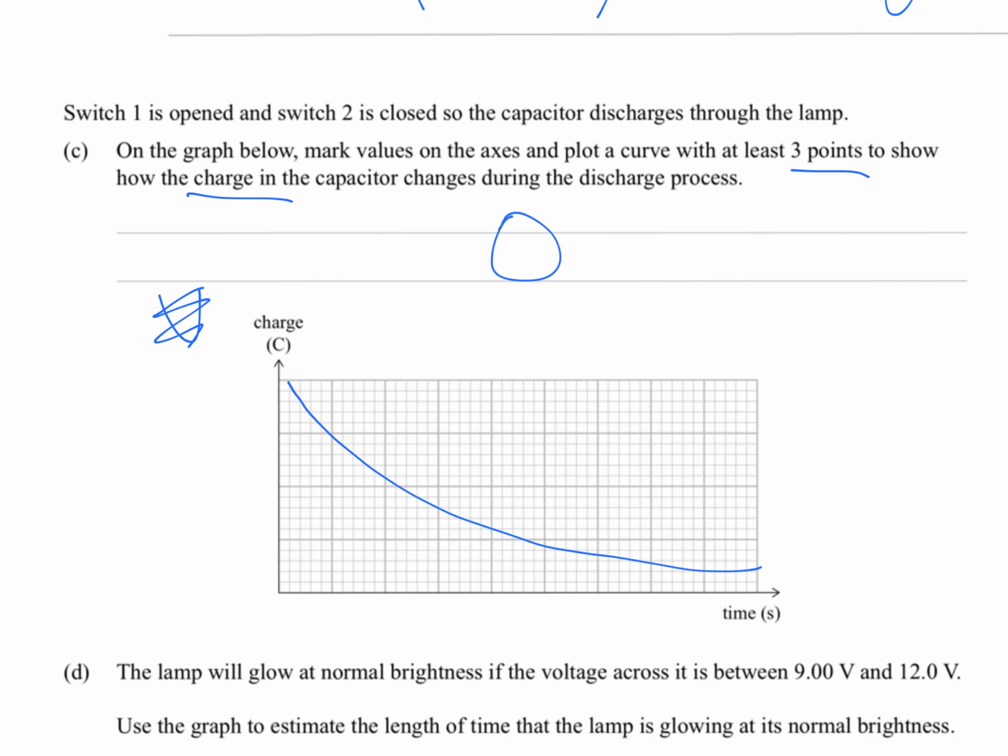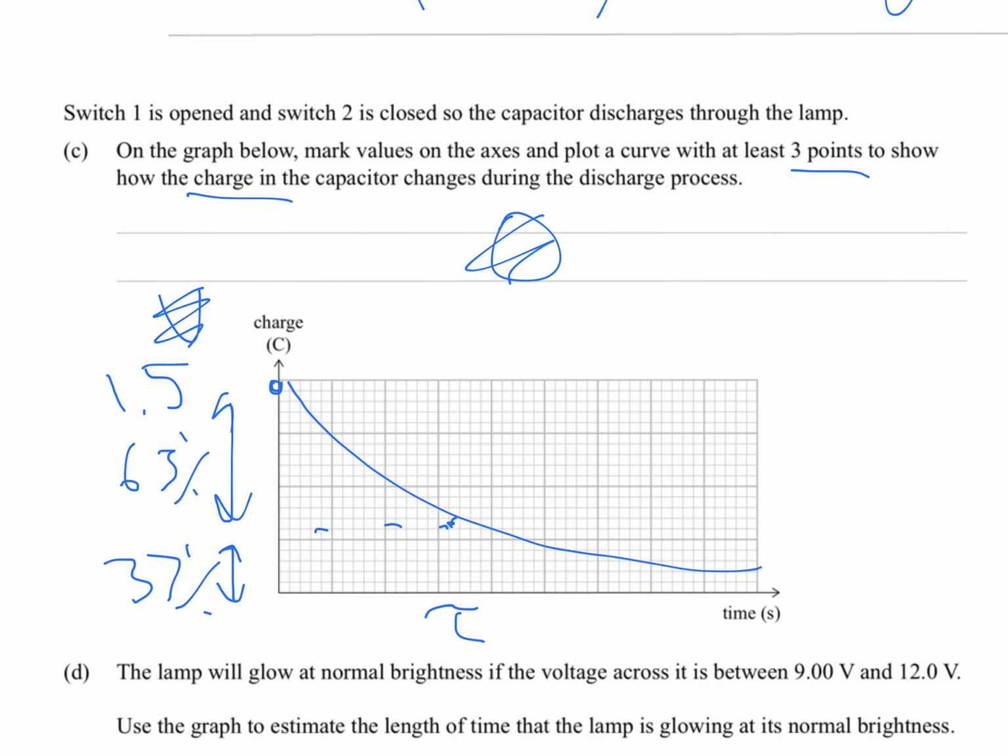But you can use Q equals CV. We got that charge initially at the start with the first calculation, so you just put that charge at your first point. I think it's 1.5 millicoulombs or microcoulombs or something like that. You can go check yourself. But then after one time constant it'll have dropped by 63%, and then the remaining 37%, so 0.37 times that initial value if it was 1.5 millicoulombs or something like that.